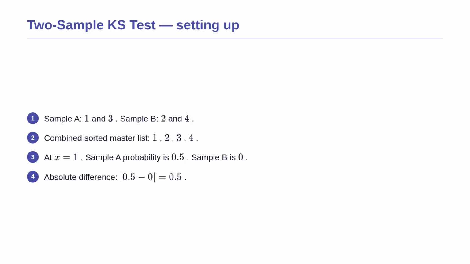Now let us look at a two-sample test. We have sample A with values 1 and 3 and sample B with values 2 and 4. We want to see if they come from the same population. First, we combine and sort all unique values to get a master list, 1, 2, 3 and 4. At the value 1, sample A has 1 out of 2 points, giving a probability of 0.5. Sample B has 0 points, giving 0. The absolute difference between these two empirical staircases at this first point is 0.5.